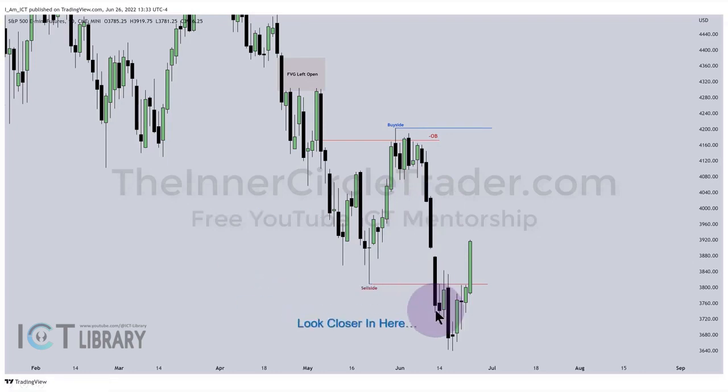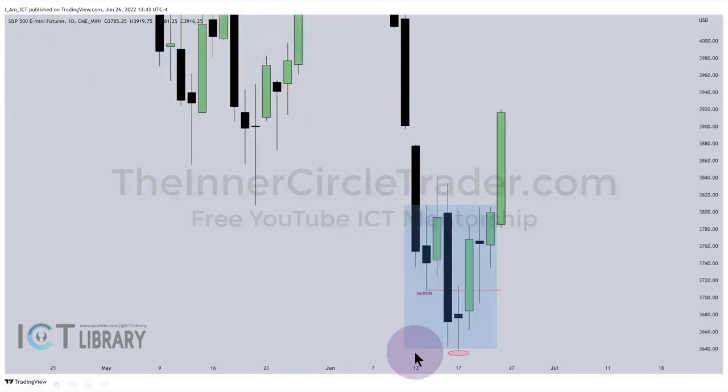But look closer in here. Let's zoom in. So here is that area here. And inside this shaded area, I'm taking your attention to the short-term low here. So we have a short-term low here, and then it gets taken out, and then we have this low here, and it starts to rally up. Look close. Do you see that this is a swing low? Again, these are daily candles. They're not lower intraday charts.